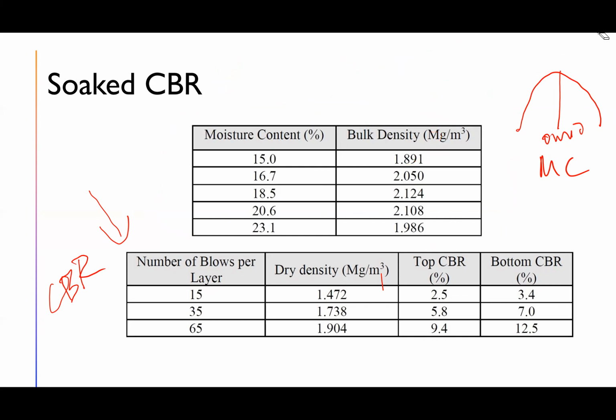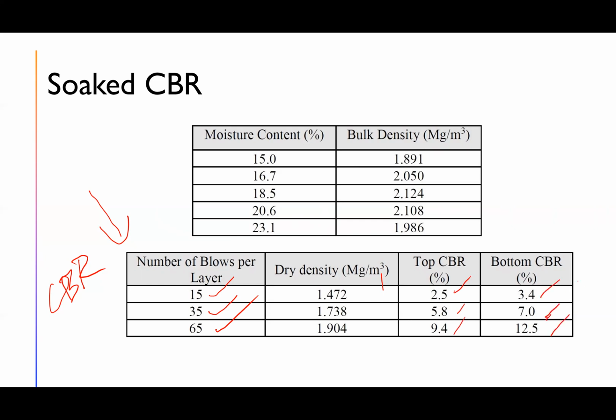For the soak CBR, basically you need to prepare 3 samples at OMC, and for each sample you blow a different number of blows: one sample at 15, 35, and 65. You repeat the same process as I mentioned earlier, where you pick the highest for the top for every sample and also the bottom for every sample.